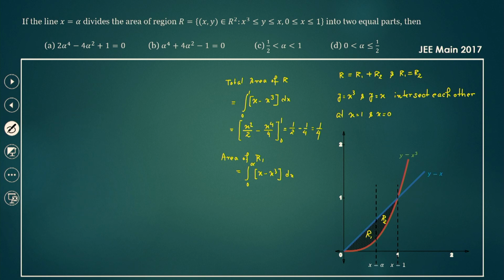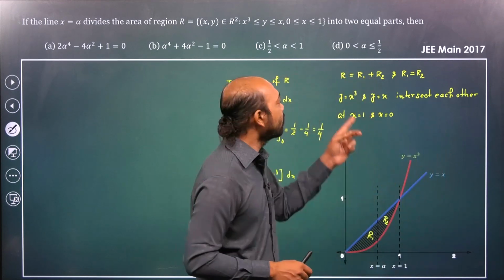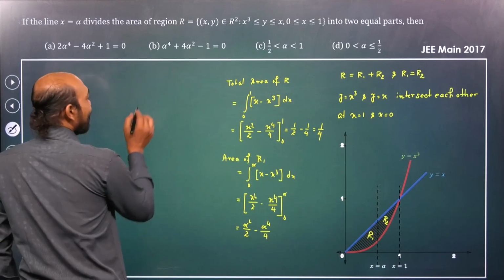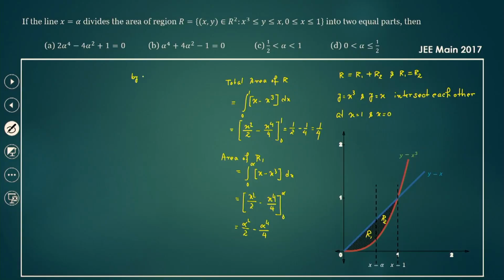Now you can easily say, let's do that: x squared divided by 2 minus x to the power 4 divided by 4 with limit 0 to alpha. Therefore we'll get alpha squared divided by 2 minus alpha to the power 4 divided by 4. That's the area of the region. Now as R1 equal to R2, you can say that R is equal to 2 times R1, so by 1, the area R is equal to 2 times R1.